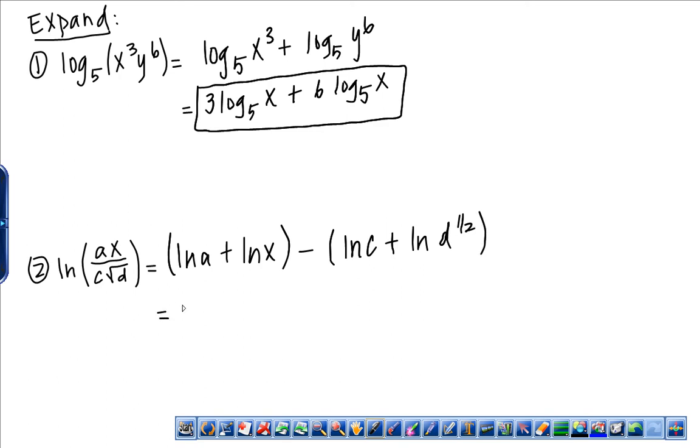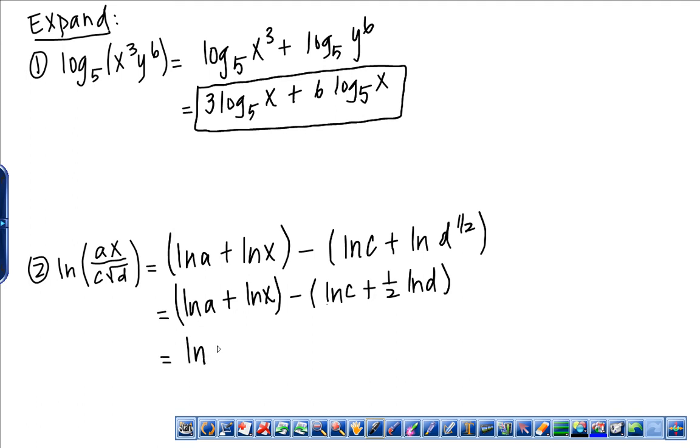Okay, let's simplify again. So this is still natural log of a plus natural log of x minus natural log of c plus, I've got an exponent, so bring it down, 1/2 natural log of d. I do have a minus sign in front, so I'm going to distribute that to make my final answer. So natural log of a plus natural log of x minus natural log of c minus 1/2 natural log of d. And that would be the final answer.